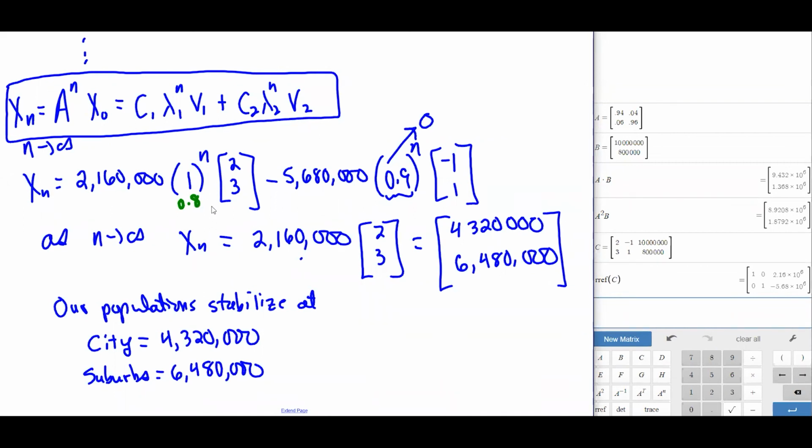But what we actually got makes sense: if this trend continues with the 6% and 4% migration, eventually you're going to get to a point where when you trade those off, you're going to get the same populations in both places. So this is used in a lot of different applications. This idea of the difference equation and using the eigenvalues and eigenvectors to analyze what's going to happen in the future is very useful.